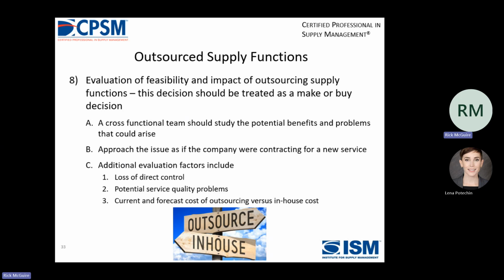An evaluation of feasibility and impact of outsourcing supply functions. The decision to outsource needs to be treated as a make or buy decision. Cross-functional teams should look at the potential benefits and problems and approach the issue as if the company were contracting for a new service. You could have additional evaluation factors such as loss of direct control, potential for service quality problems, and current and forecast cost of outsourcing versus in-house cost.